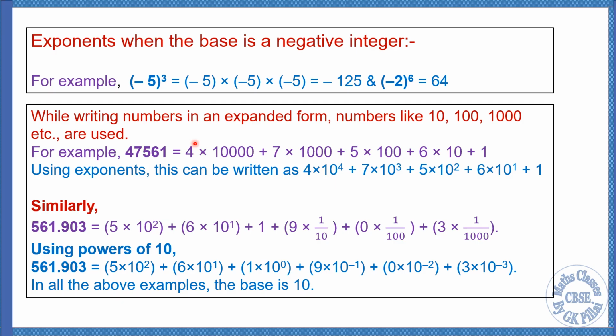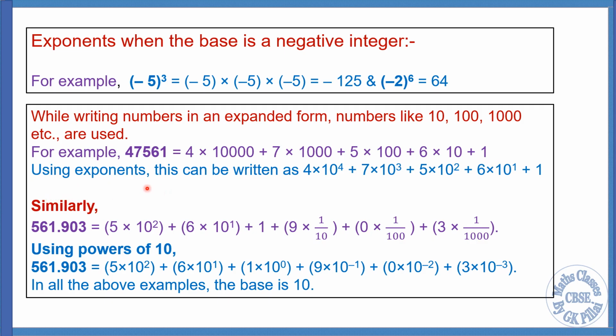While writing numbers in an expanded form, numbers like 10, 100, 1000, etc. are used. This you must have done in your earlier classes, expanded form of a number. 47561 equals 4 into 10,000, 7 into 1000, 5 into 100, 6 into 10 plus 1.